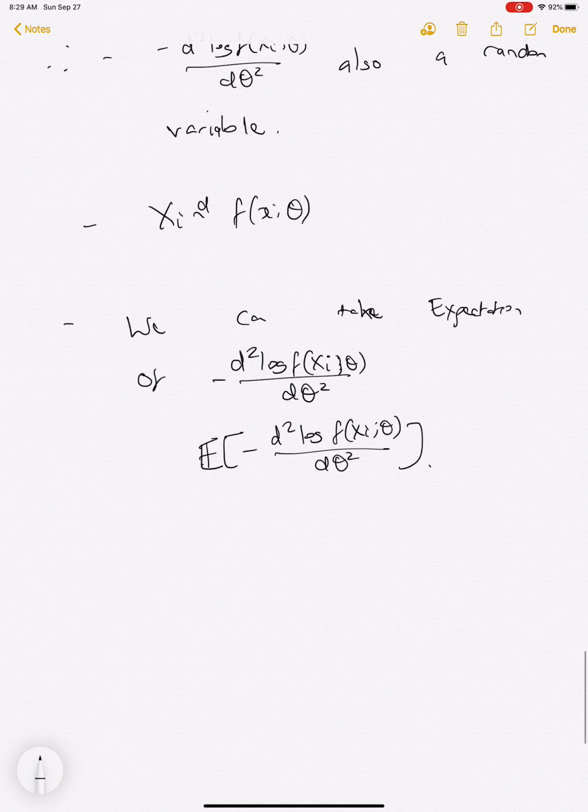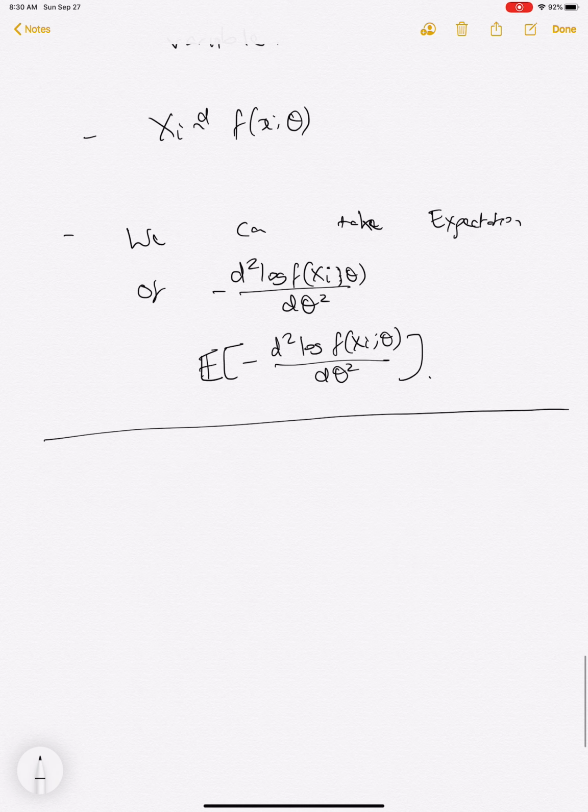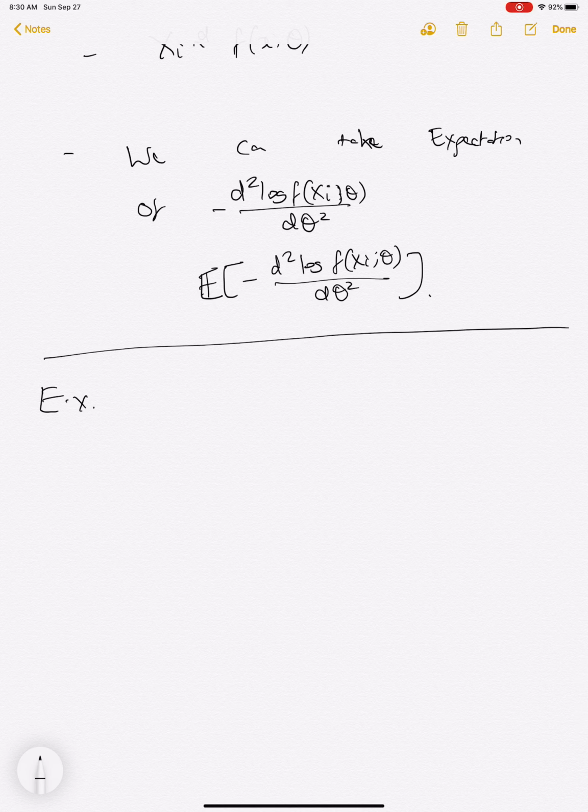Okay, so the whole point of doing this is we're going to build up to the asymptotic distribution of theta hat ML shortly, but I just wanted to first cover this concept well so that we know what it is when we get to it. So let's do some examples.